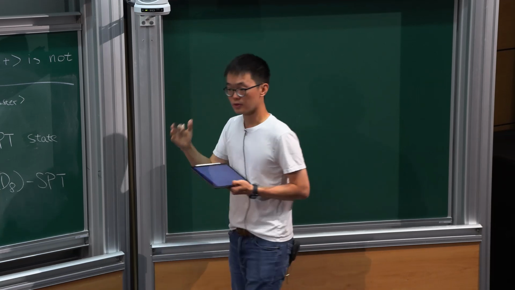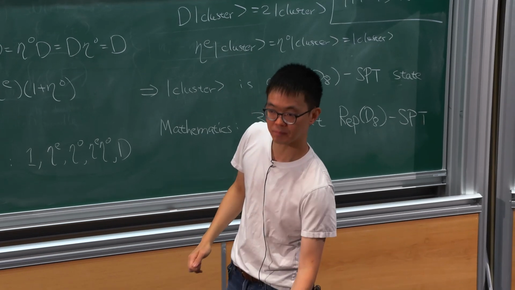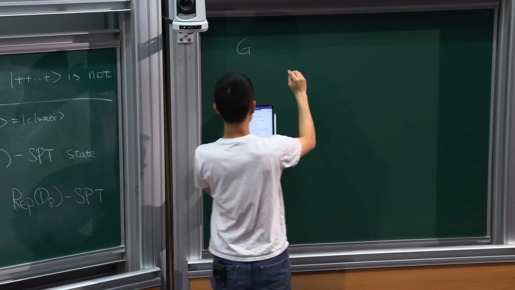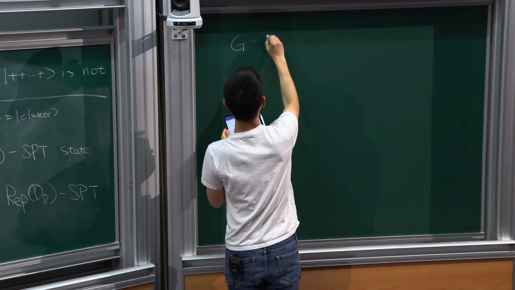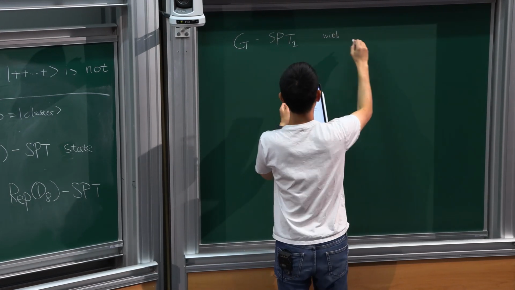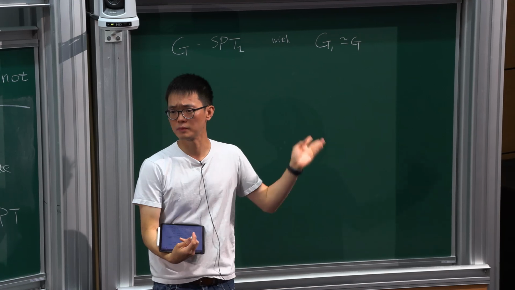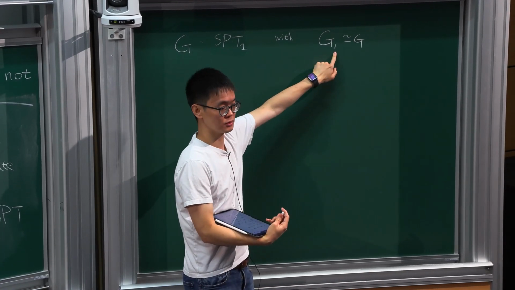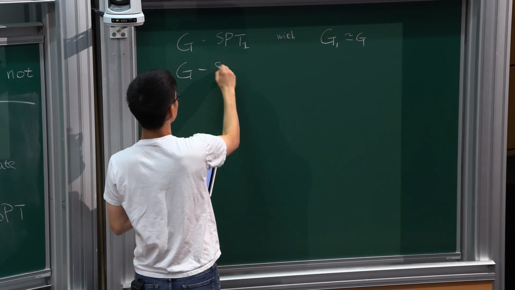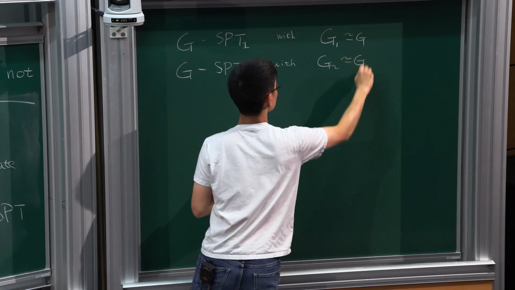So for ordinary SPTs, as Max reviewed last week, you can stack them. What's the idea? If you have a G invertible symmetry, and you have G SPT number 1, this system has a symmetry G1, which is isomorphic to G. By G, I just mean, maybe Z2 cross Z2. The 1 here is just to say that this is the symmetry for SPT number 1. I can take another SPT, SPT number 2, with G2, which is isomorphic to G.